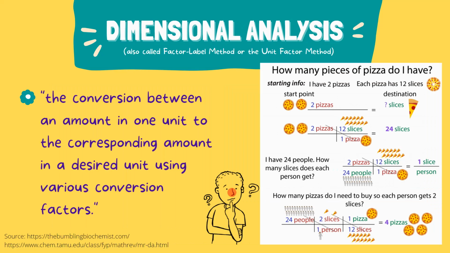So now yung pag-uusapan natin is dimensional analysis. Dimensional analysis is also called factor label method or unit factor method. It is the conversion between an amount of one unit to the corresponding amount in a desired unit using various conversion factors. Yung dimensional analysis ay na-a-apply not just in chemistry, but also in other sciences like physics.